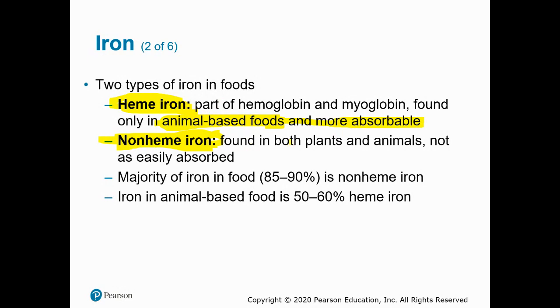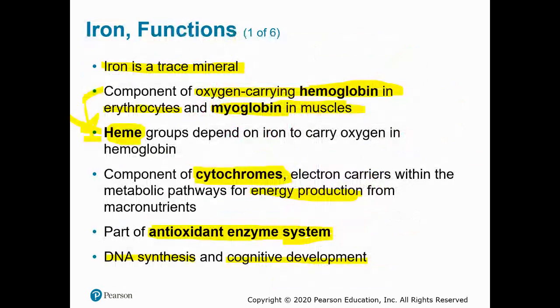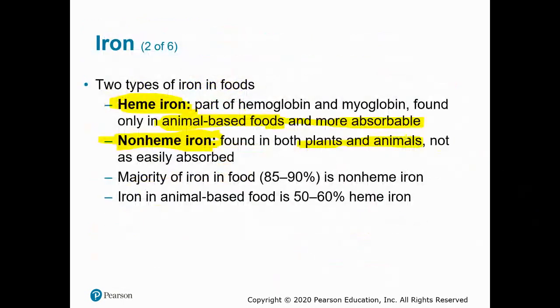And then non-heme iron we find in plants, and we also find non-heme iron in animals. Again, we have non-heme iron in our bodies. Even if we go back to the different functions of iron, when iron works as a cytochrome or supports the cytochromes, when iron supports antioxidant enzymes, and when iron supports DNA synthesis and other cognitive development processes, iron is not in heme form here. So we always have a lot of non-heme iron in the body, and same with other animals.